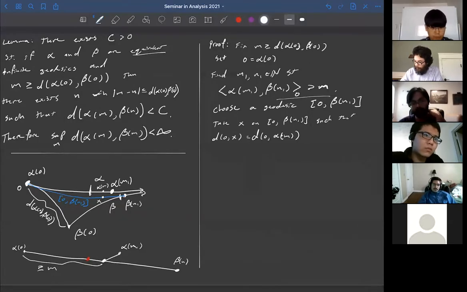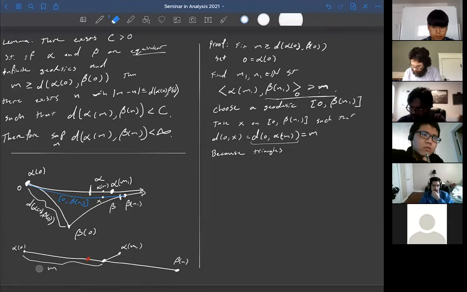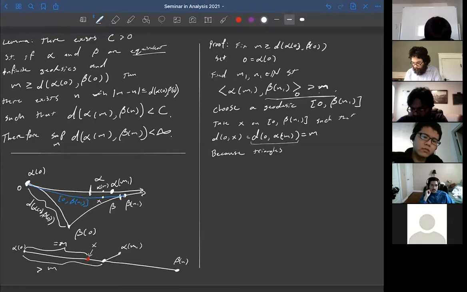Therefore we can use the fact that triangles are delta thin. Why does X get mapped into this red point? Just because the distance from X to the origin is less than M. And why is that? Because we took it so that it's the same as the distance from the origin to alpha M, which is equal to M. So this is greater than M, and this distance right here is equal to M. And this is where X and alpha M get mapped to this point. So X and alpha M get mapped to the same point in the comparison tripod.